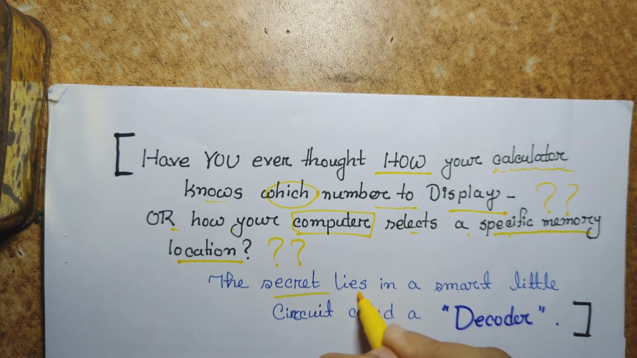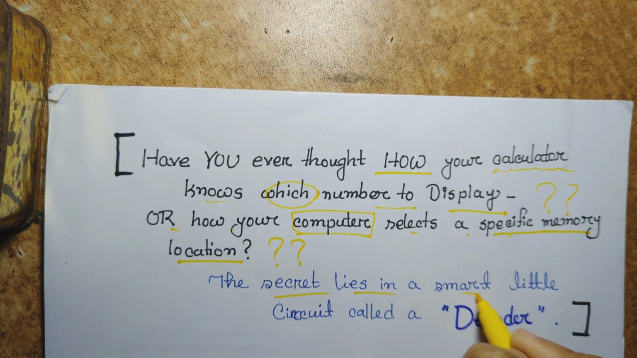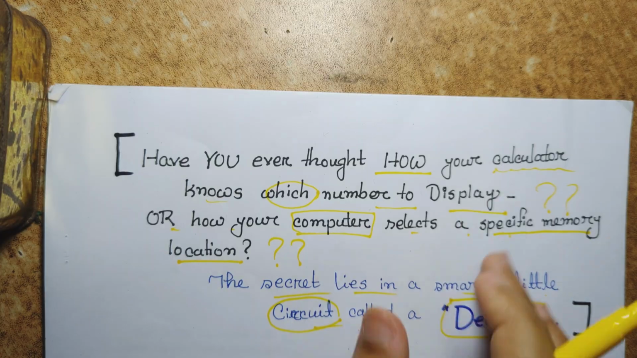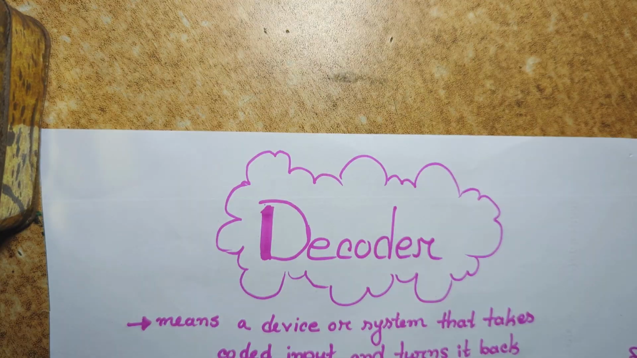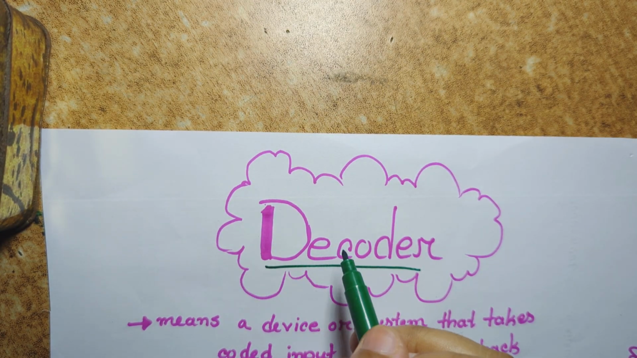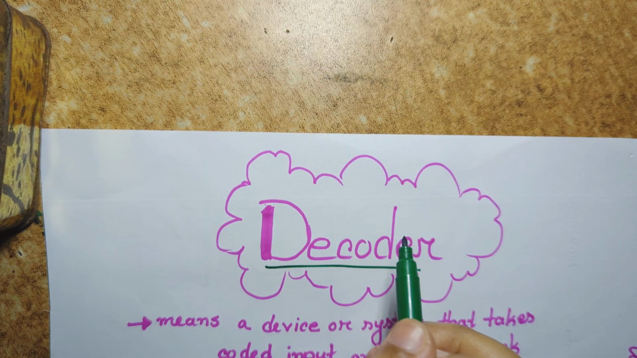The secret lies in a smart little circuit called a decoder. The reason behind all this is the decoder. Now we'll see what a decoder is and how it works. Let's see the decoder. If we break this down, we get D plus coder.